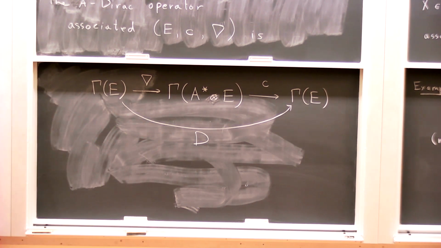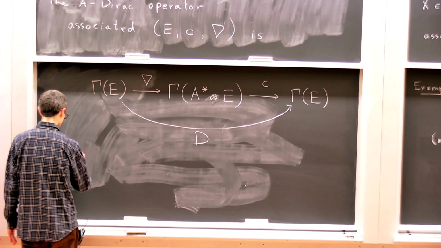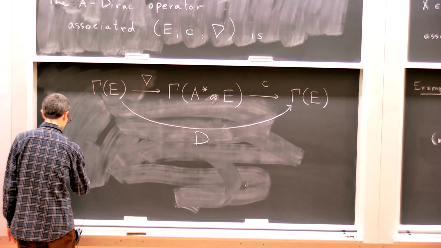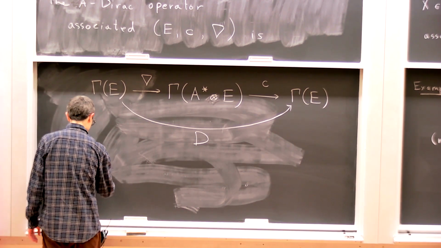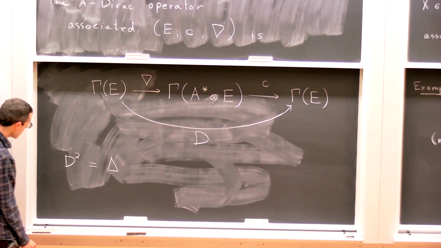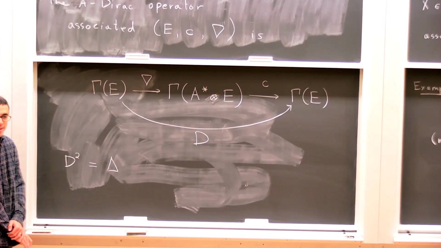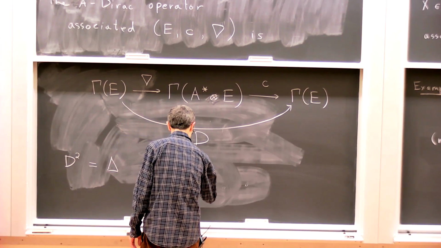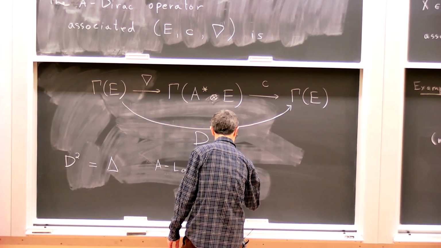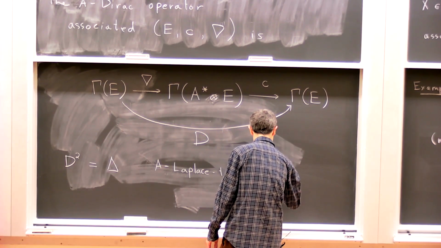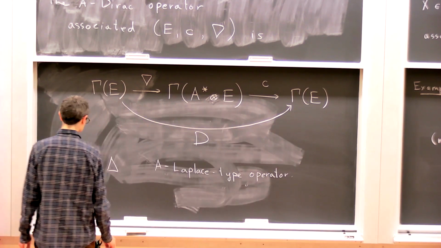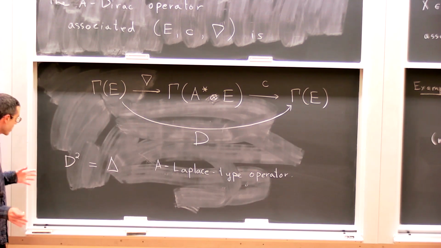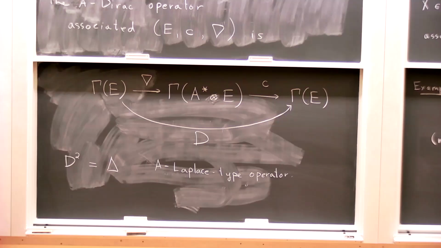This has a lot in common with the ordinary notion of a Dirac operator. For example, if you square it, if you look at d squared, which I'll call delta, this is a kind of A Laplacian operator. So this is what deserves to be called an A Laplace type operator. It obeys a kind of Bochner-Lichnerowicz formula. Again, you just replace the tangent bundle with A everywhere, basically.